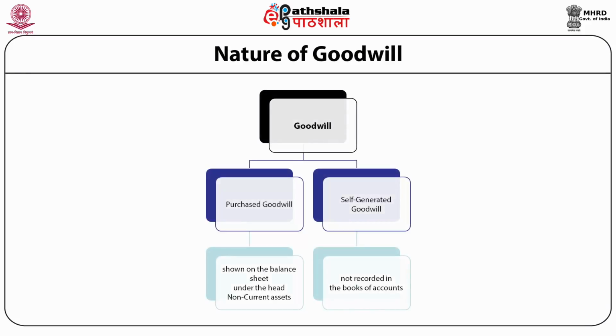Goodwill can be of two types, and the type of goodwill for the purpose of recording is made clear in this figure. Goodwill can be purchased goodwill or self-generated goodwill. Purchased goodwill is shown on the balance sheet under the head non-current assets, whereas self-generated goodwill is not shown in the books of accounts. So, the figure shows that only purchased goodwill is recorded in books of accounts, whereas self-generated goodwill is not recorded, and further the purchased goodwill is shown in the balance sheet under the head non-current assets.